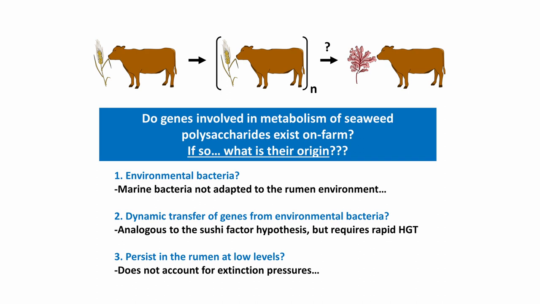Second, is there a dynamic transfer of genes from the environmental bacteria to the rumen bacteria? This would be analogous to the sushi factor hypothesis, but it would require rapid horizontal gene transfer, on the order of hours. A third hypothesis is that bacteria with this catalytic potential persist in the rumen at low levels. Think of it as genetic dark matter that exists below the limit of detection, maybe going back to some ancestral wild cow. These have been passaged through the animal, but you can only see them when they're proliferated or selected for.